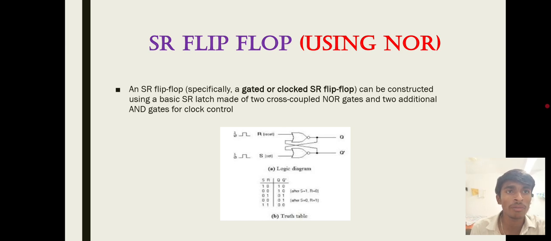The SR flip-flop can be implemented using two kinds of gates, NAND gates and NOR gates. Now I will talk about the SR flip-flop using NOR gates. An SR flip-flop can be constructed using an SR latch made of two cross-coupled NOR gates and two additional AND gates for clock control.